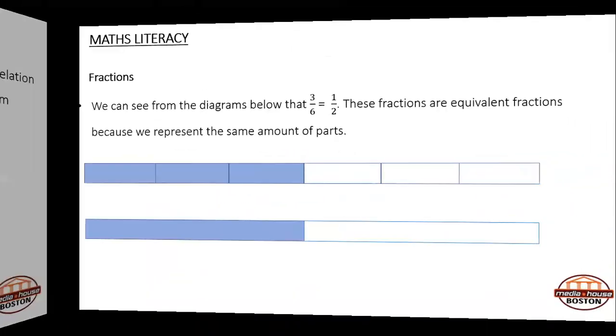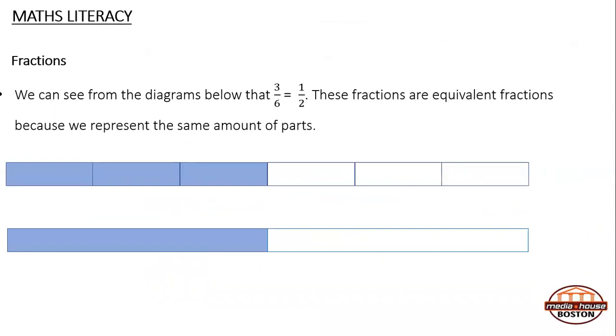Also, if we look at those two diagrams appearing on the screen, you can see that we have 3 over 6, which is the same as saying 1 over 2, which is half. These fractions are equivalent fractions because they represent the same amount of parts, which is half of what we are seeing on the two diagrams below.